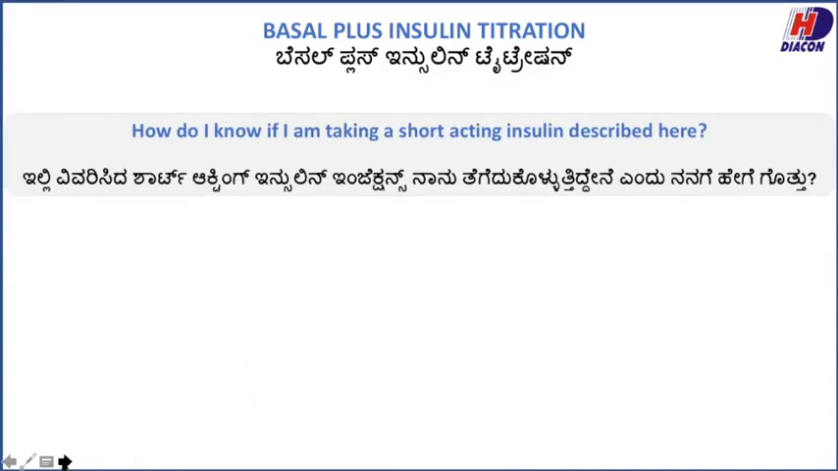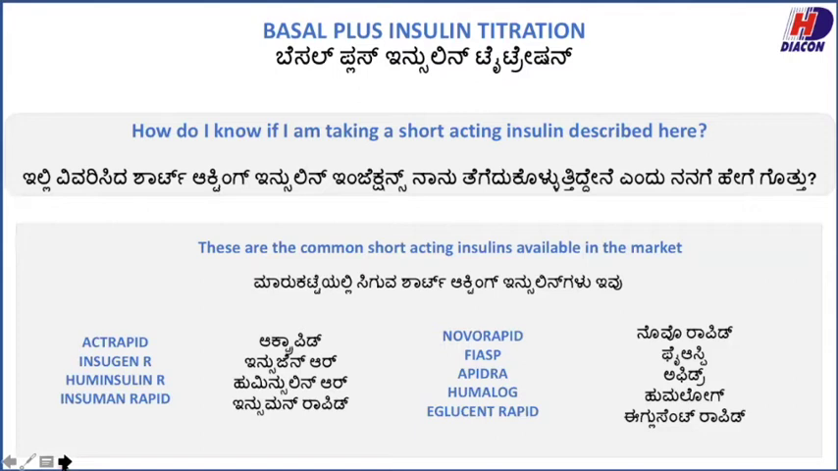So what do we mean by short-acting insulin? We'll come to that in the next couple of slides. These are the common short-acting insulins or mealtime insulins that are available in the market today. So you could be taking Actrapid, Insugen R, Huminsulin R, Insulin Rapid, NovoRapid, Fiasp, Apidra, Humalog, or Recombinant Rapid.